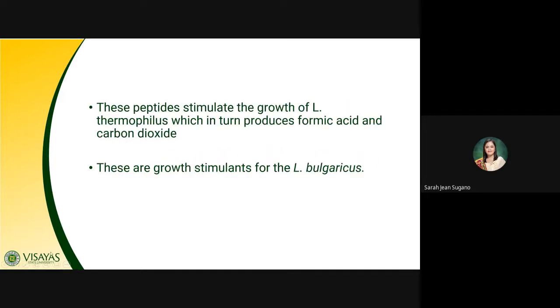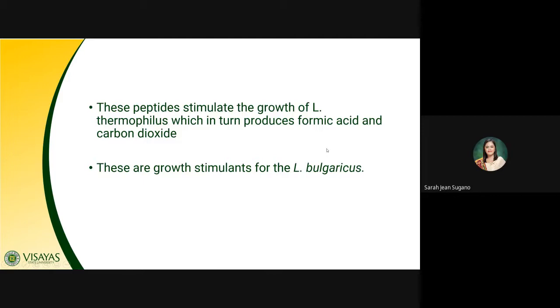This is called the prebiotic class because it will become a nutrient for the Lactococcus thermophilus that produces formic acid and carbon dioxide. These are growth stimulants for the Lactobacillus bulgaricus. So they have an interplay.